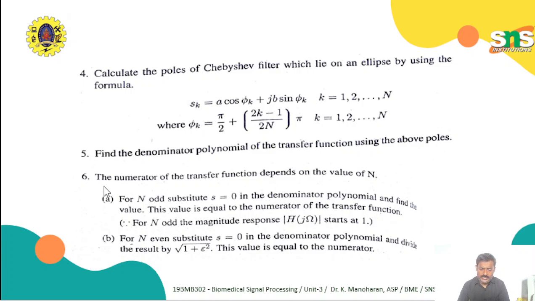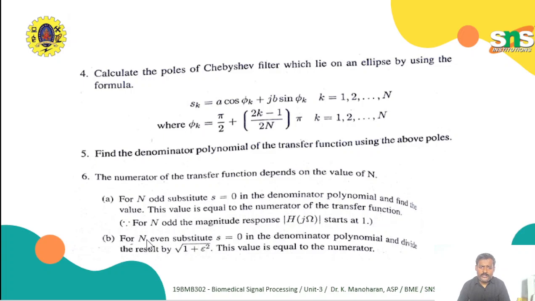Then, using this denominator, we need to find the numerator function. That is step 6. The numerator of the transfer function depends on the value of n. n may be odd or n may be even. It decides whether the oscillation curve starts at 1.0 or at 1 by root of 1 plus epsilon square. For n odd, substitute s equal to 0 in the denominator polynomial and find the value. This value is equal to the numerator of the transfer function. The reason is, when n is odd, the magnitude curve H of e power j omega starts at the value of 1.0.